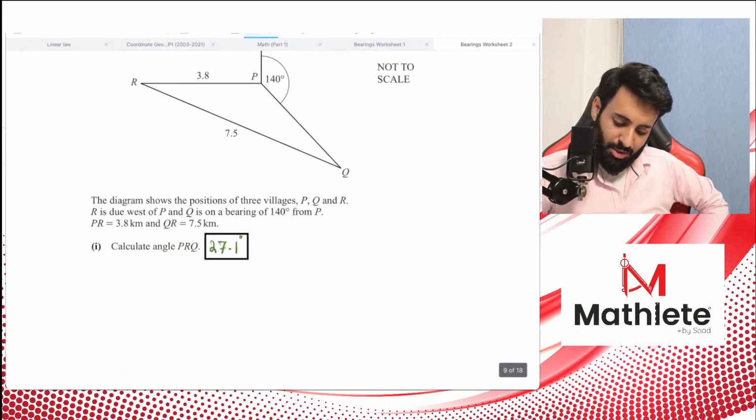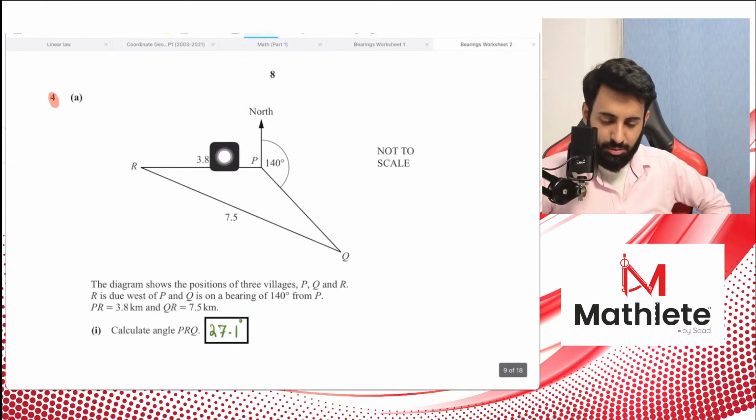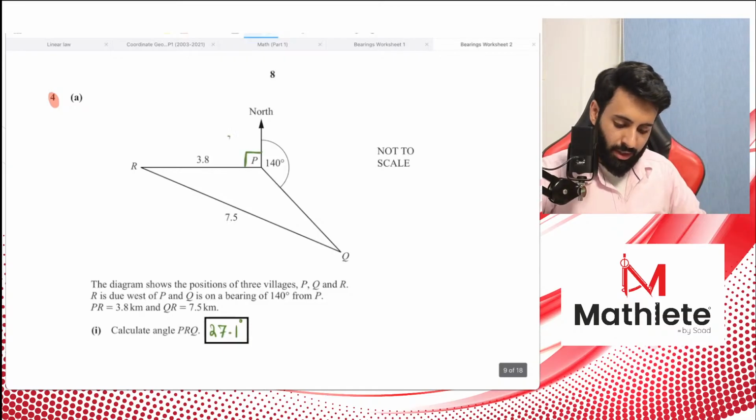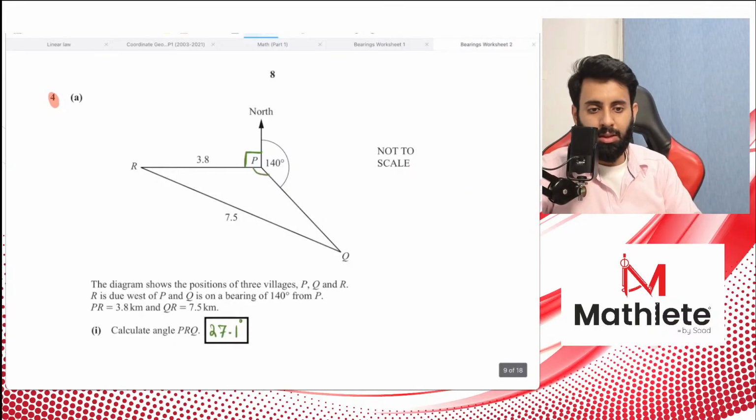It says the diagram shows the position of three villages, P, Q, and R. R is due west of P. So R is due west of P. That means it's on the left-hand side, which we can see. And Q is on a bearing of 140 degrees. Okay, and you know what? If you can see that R is due west of P, now immediately you should work out this angle, which is 90 degrees. And the benefit of that is that you can now work out this angle. And that's exactly what I'm going to do.